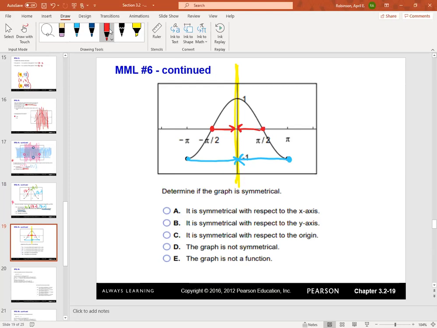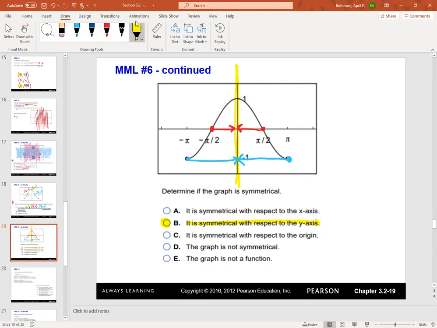So it says, is it symmetrical with respect to the x-axis? Is it symmetrical with respect to the y-axis? Is it symmetrical with respect to the origin? The graph is not symmetrical. The graph is not a function. What I highlighted is what it is symmetrical with respect to, and it is symmetrical with respect to the y-axis, because you would fold it along the y-axis to see the symmetry, where the right side matches up the left side. Does that make sense? Wherever it is you fold it.